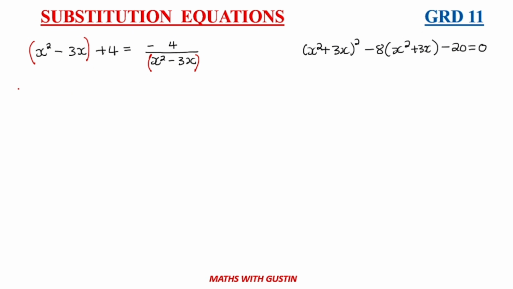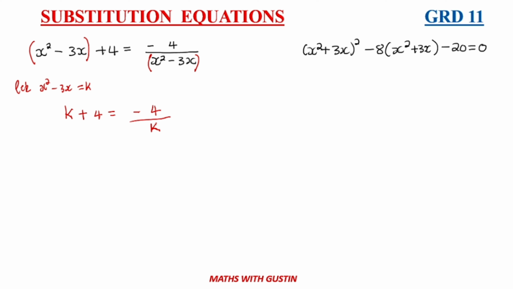Okay, so now what we're going to do is say let this x squared minus 3x be equal to k. On the equation where there's x squared minus 3x, we're going to put a k there. So that means our equation now is going to be k plus 4 is equal to negative 4 all over k. It looks a bit simpler now.